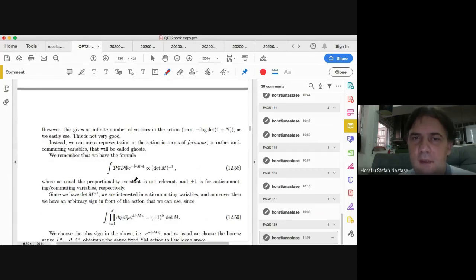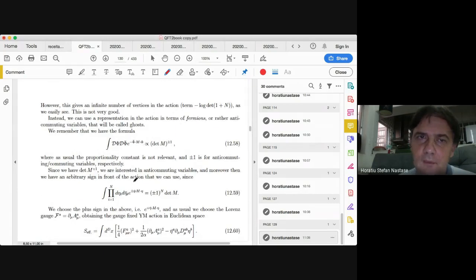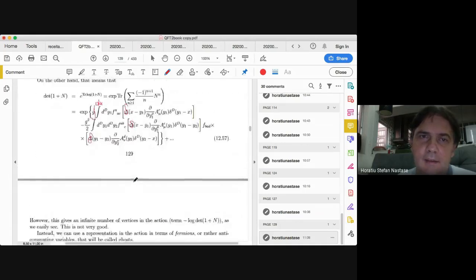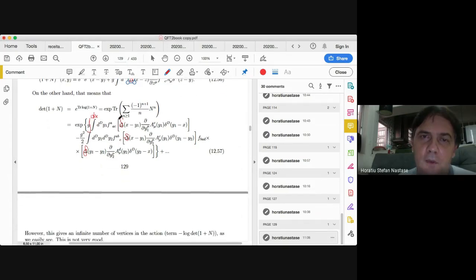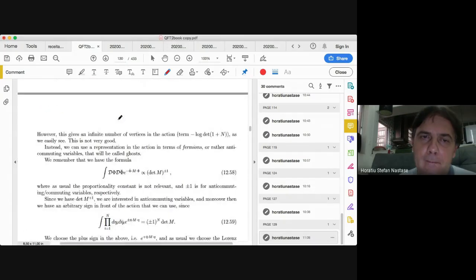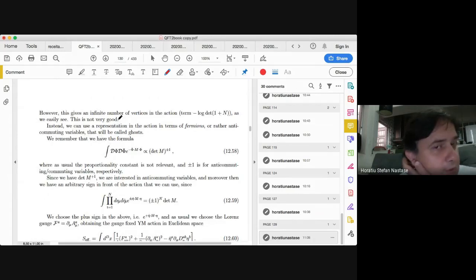It's not very good. But the point is, this form was useful for bosons, for writing it in terms of bosons. But there is another way to exponentiate a determinant by writing it as a path integral.